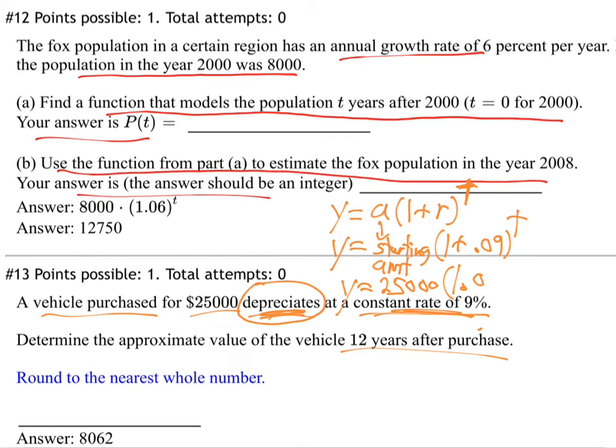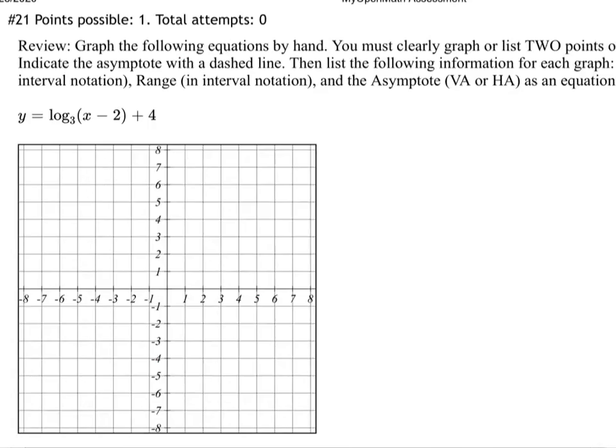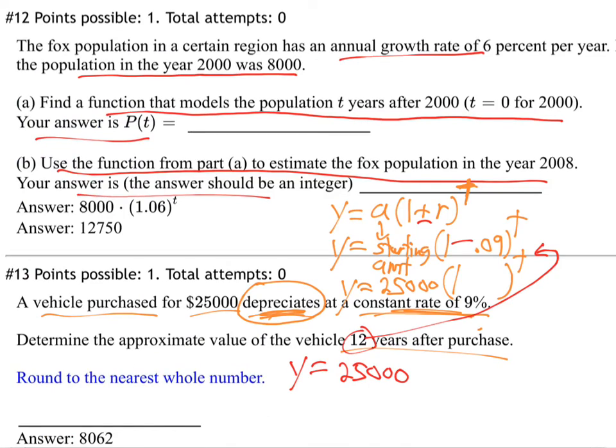0.09 to the t, so that's 1.09. 1.09 to the t. All right, and they want it 12 years later. So plug in a time of 12. They want to know the value of the car. Oh, wait a minute, I made a mistake. This is going to be minus because it's going down. The rate is, I should have said plus or minus here. Minus for decrease, plus for increase.